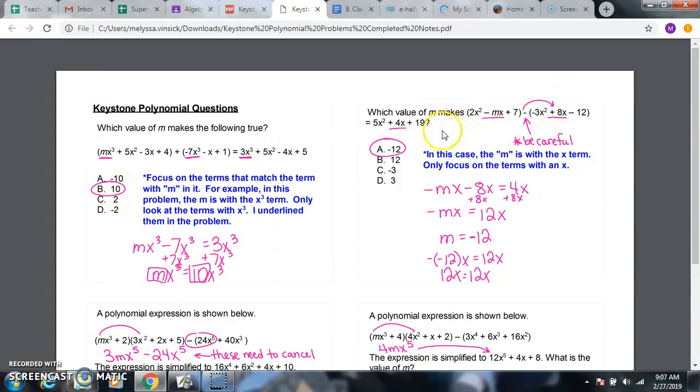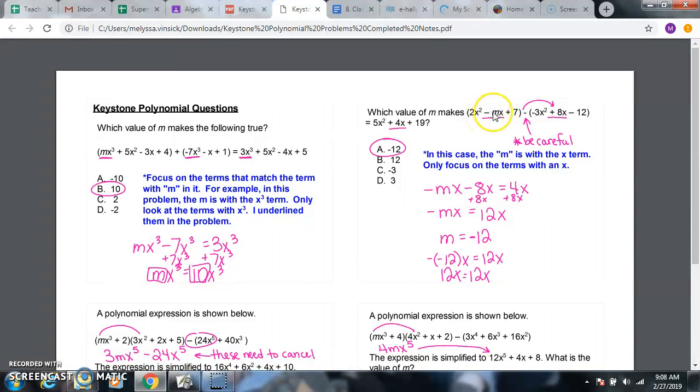Now, in this second example, it's the same basic problem as the first one, but it adds one more level of difficulty. We are still trying to figure out what my value of m has to be to make this subtraction problem actually equal 5x squared plus 4x plus 19. So again, you first have to figure out what term or terms are going to be important from this problem. Your m is connected to your x to the first power term, so that's really the only terms that you have to pay attention to.